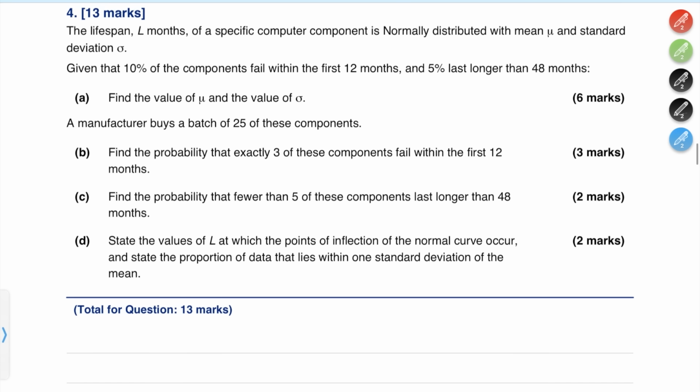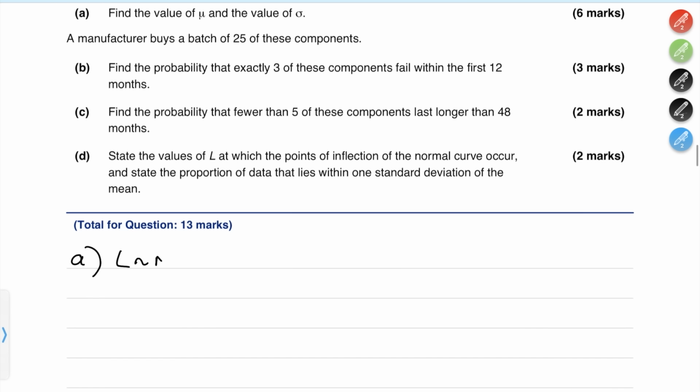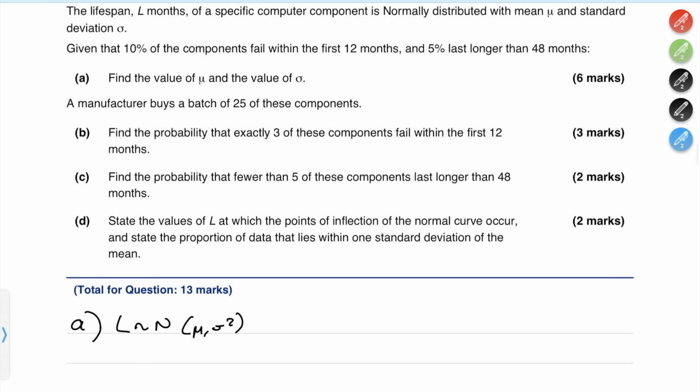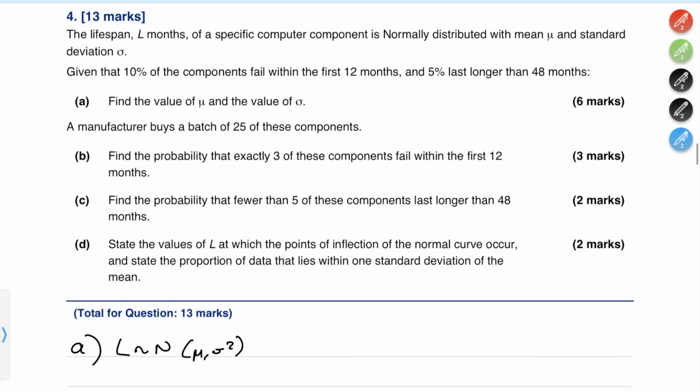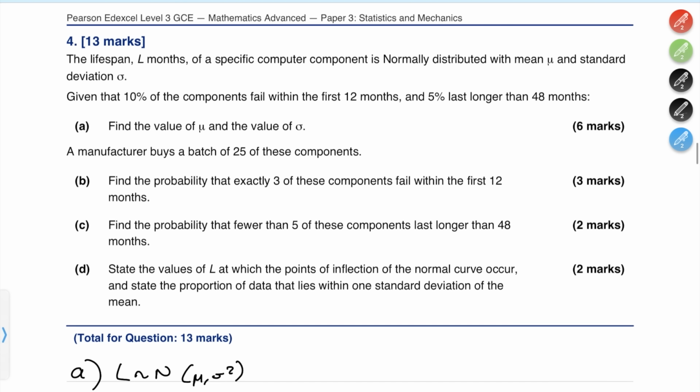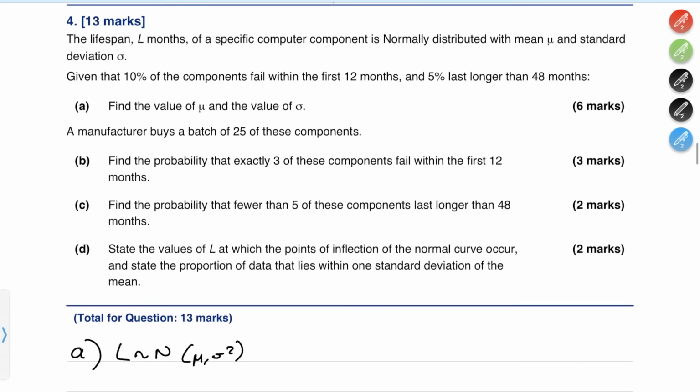So we've been given the lifespan L months. It's normally distributed with mean mu and standard deviation sigma. And we've been given some data, so obviously we have to work backwards again. They've given us information about some of the failures. So 10% fail within the first 12 months, and 5% last longer than 48 months. Okay, so L is in months.